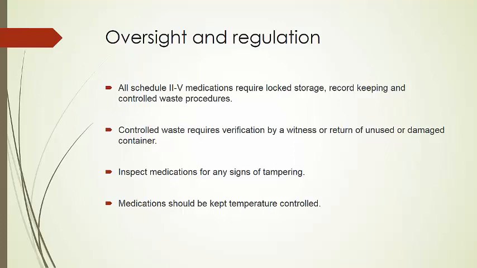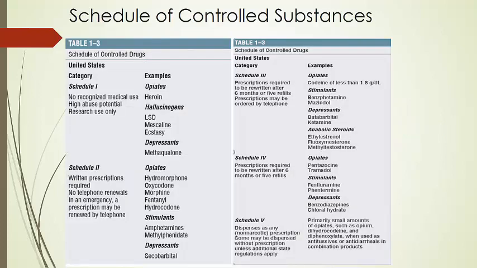Some medications will have adverse effects if they get too hot or too cold, and we don't want to do that to our patients. As far as the actual schedules, so in the United States, Schedule 1, no recognized medical use, high abuse potential, and it's allowed for research use only. So this will be heroin, LSD, ecstasy, methaqualone, things like that. Your Schedule 2, you have to have written prescriptions, and there are no telephone renewals. This is your oxycodone, morphine, fentanyl, hydrocodone, amphetamines, Ritalin, things like that.